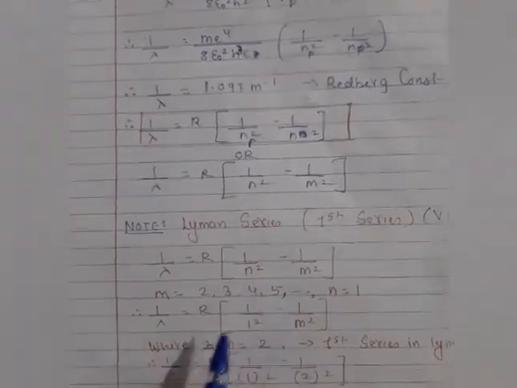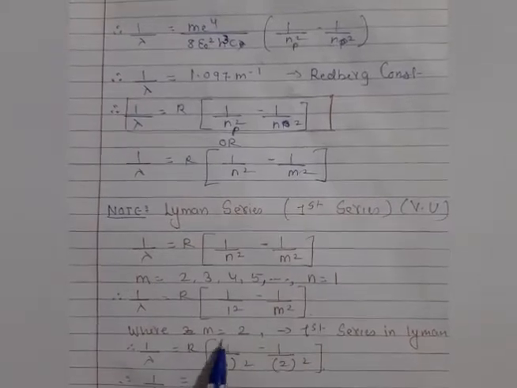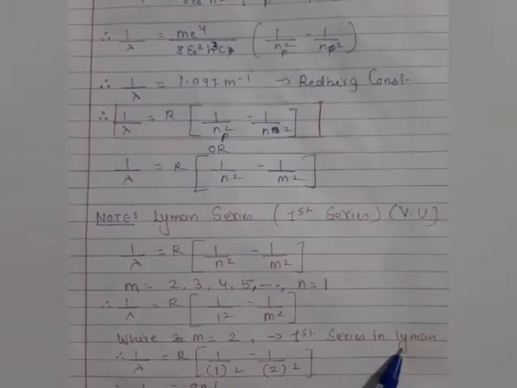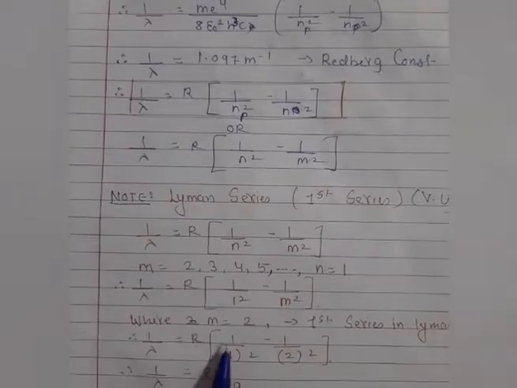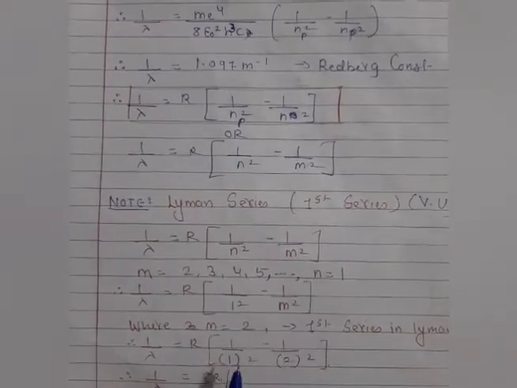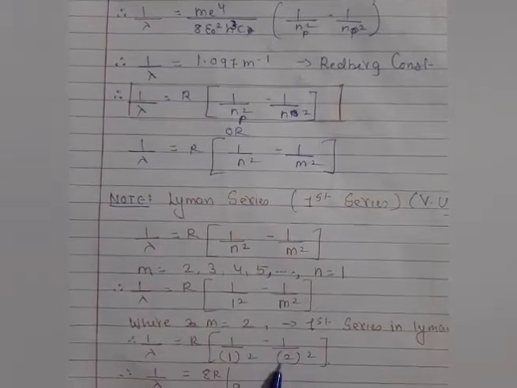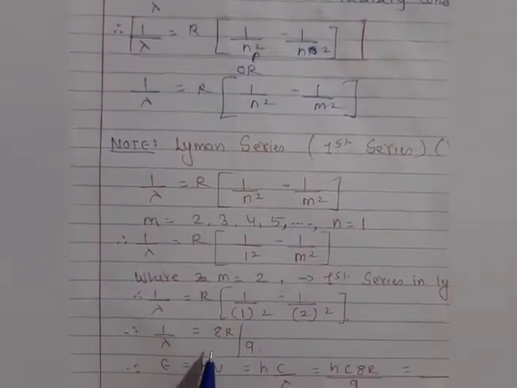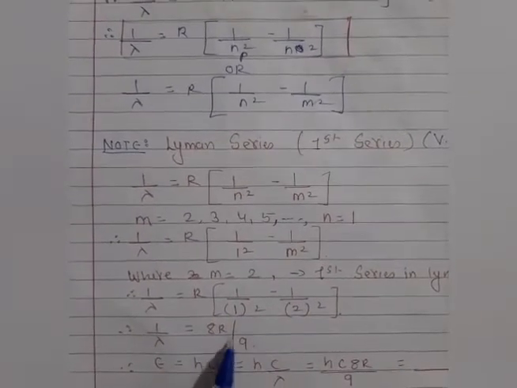Clear? So here we are getting the value of m that is considered as the first series in Lyman. So 1 by lambda equals R, the value of n is always constant, that is 1, and m is here 2. So after taking the calculation, we are getting 1 by lambda is 8R by 9.